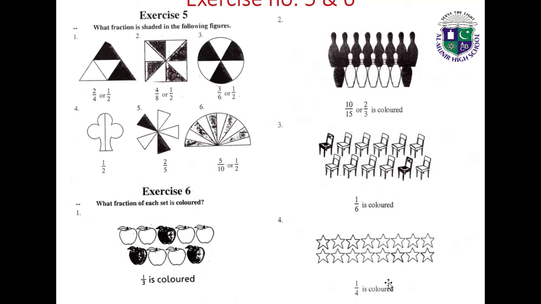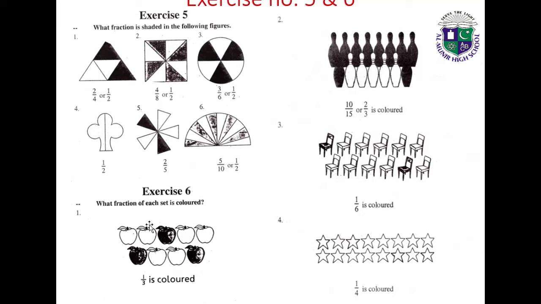Question number 4. The shaded part is five by ten. Five ones are 5, or one by two. Total parts are 10, shaded part is 5, so five over ten, or one by two, is your answer.